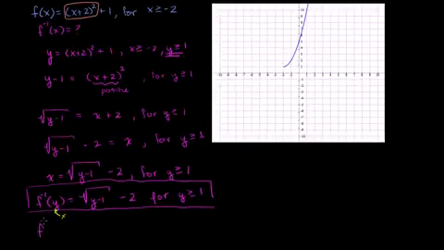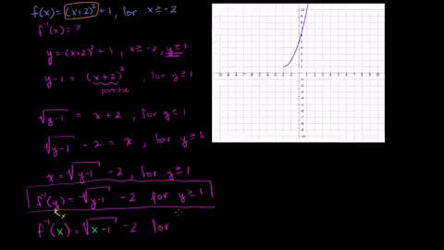We would get f inverse of x, and I'll highlight it here just to show you we're renaming y with x. You could rename it with anything really. f inverse of x is equal to the square root of x minus 1 minus 2 for, we have to rename this too, for x being greater than or equal to 1. And so we now have our inverse function as a function of x.